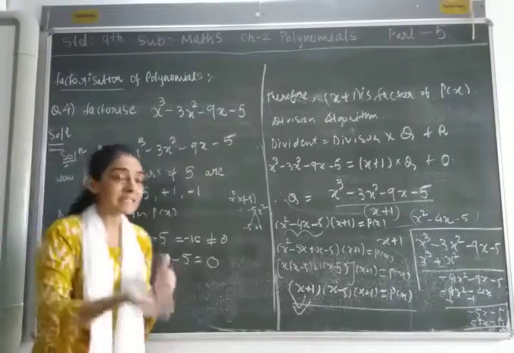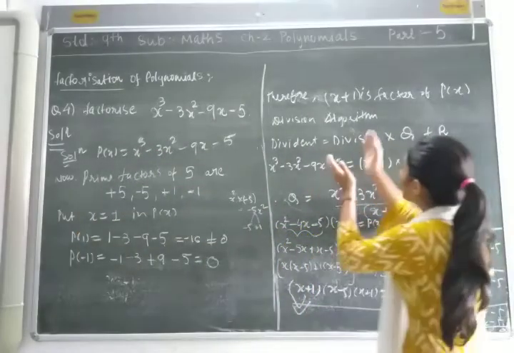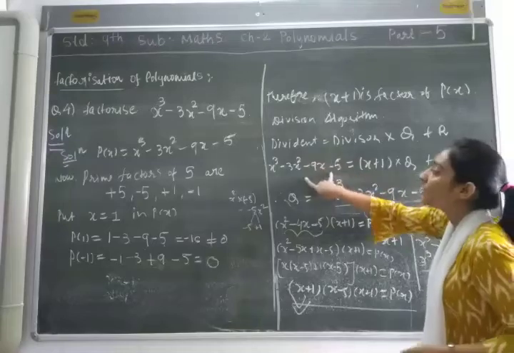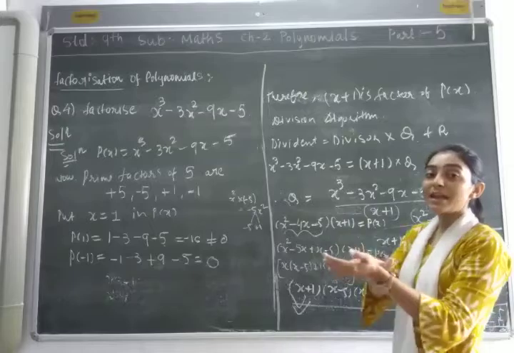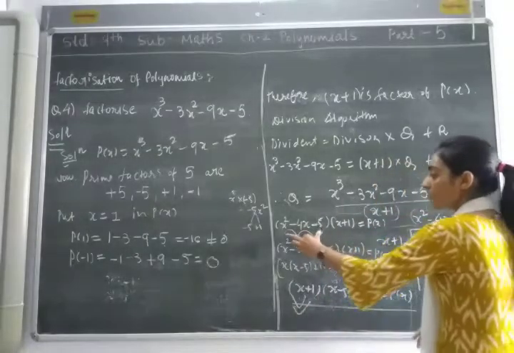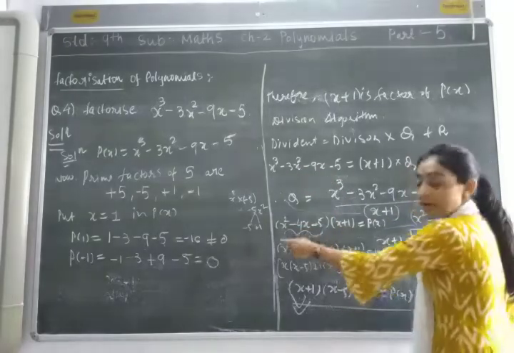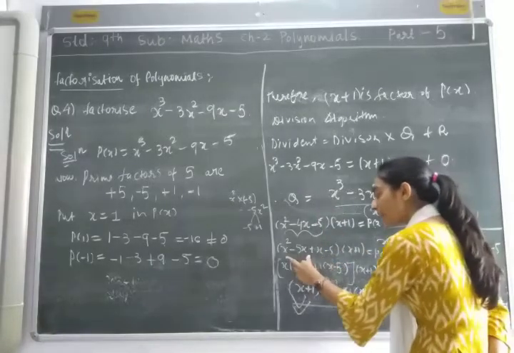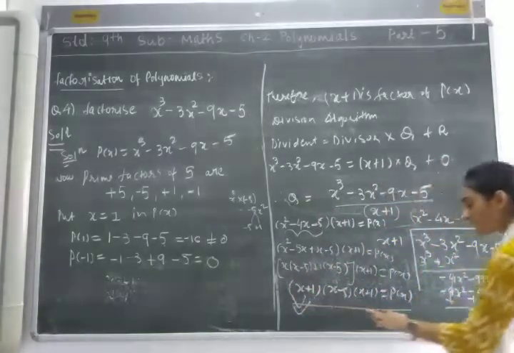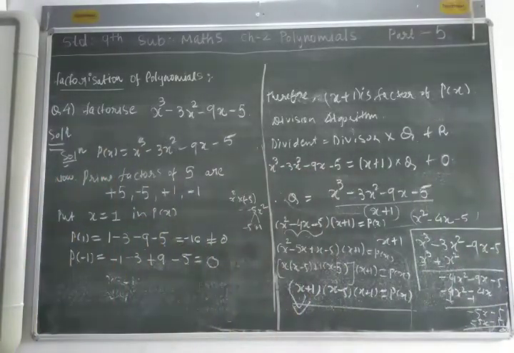The second thing is we take this factor and divide the polynomial with it, finding the quotient. After dividing by x plus 1, I get this quotient. Now we can do splitting the middle term, factorize, and get the 3 zeros of this polynomial, the 3 factors of a cubic polynomial.